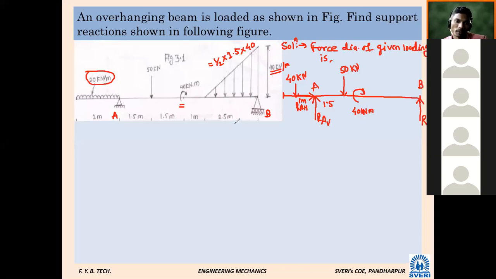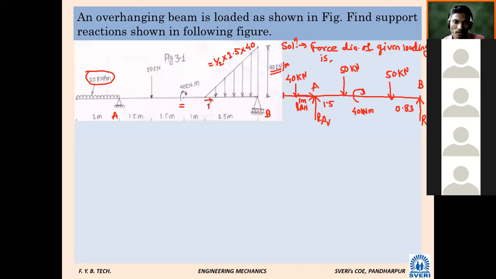50. Where will be the point of application of this? Either from this or from this. 0.83 from B. 0.83 means you have multiplied by 1 upon 3, or 2 upon 3? 1 upon 3 from B. From B, how much it is? 0.83. It is 50 kilonewton. From A, how much it is? 0.83. Have you understood how it is coming?